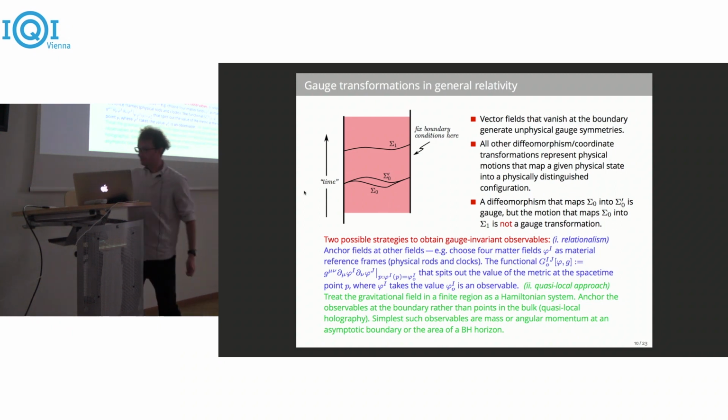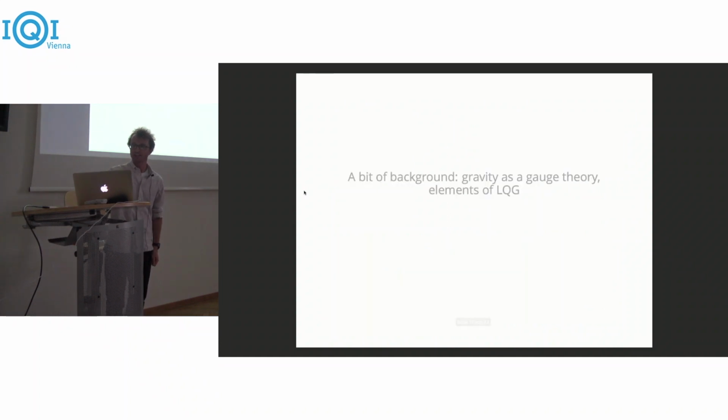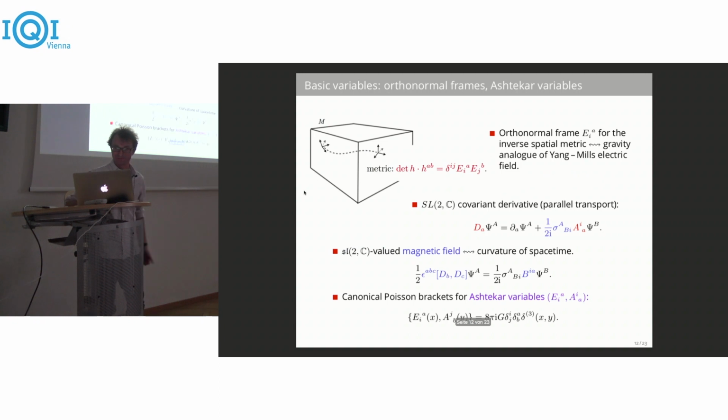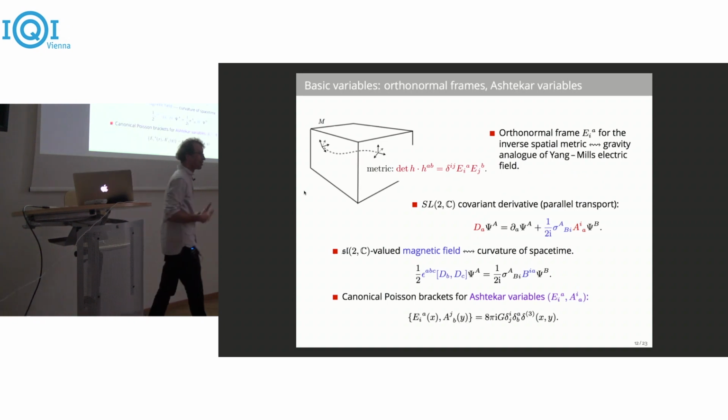But now let me be more explicit and give you more of a mathematical background of what's going on. So I will now explain how to characterize, how to view general relativity as a gauge theory.